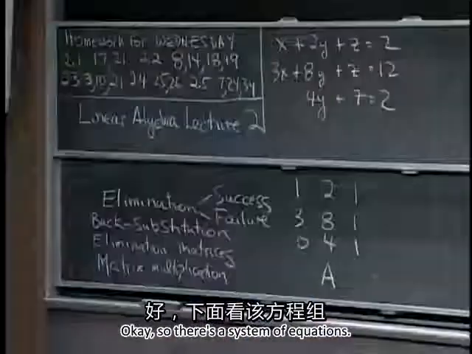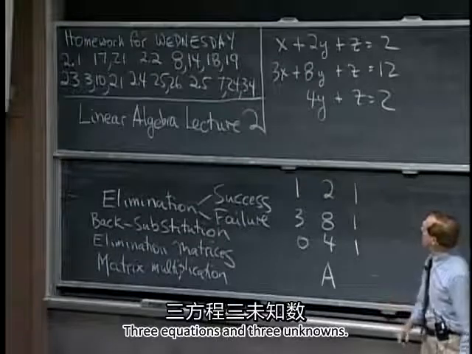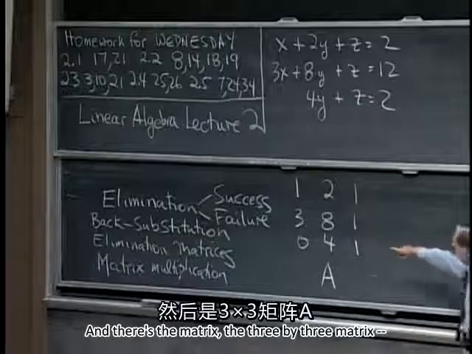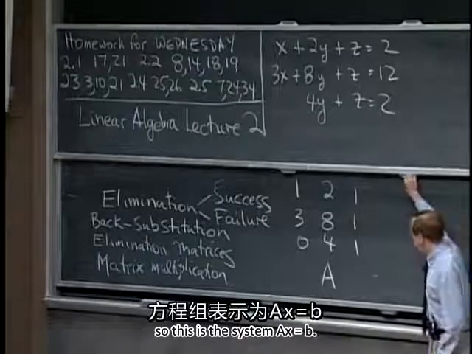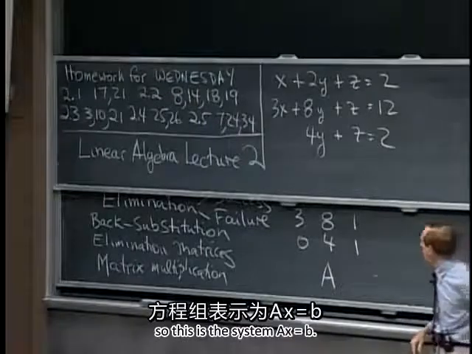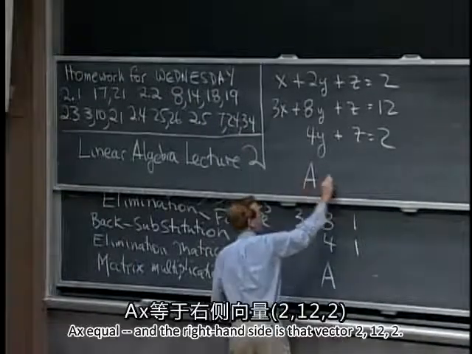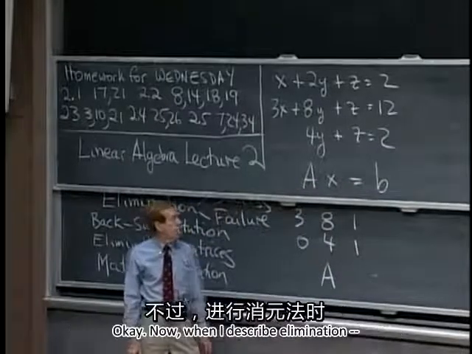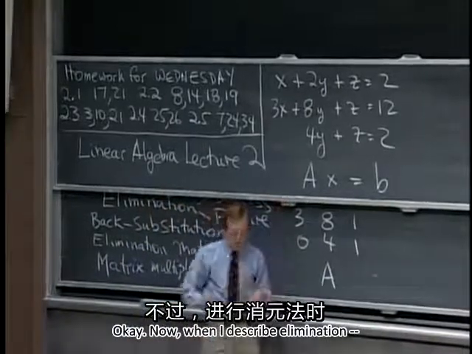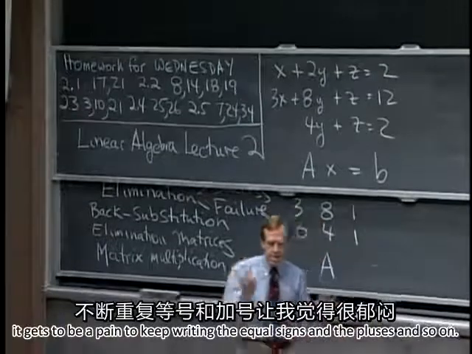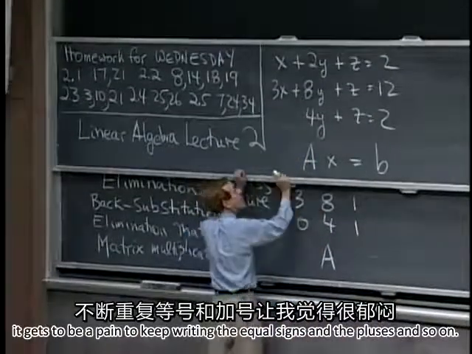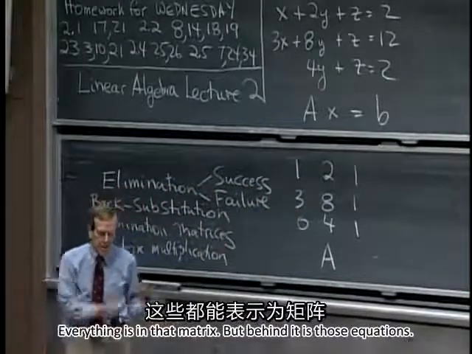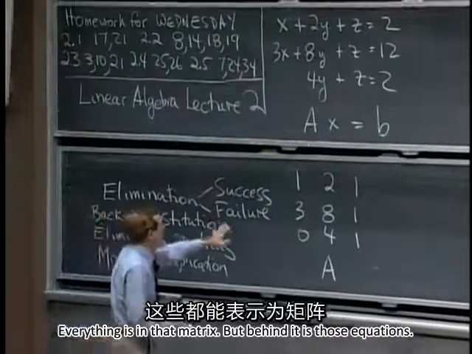Okay, so there's a system of equations, 3 equations in 3 unknowns, and there's the 3 by 3 matrix. So this is the system Ax equal b, you could say. This is our system to solve: Ax equals, and the right-hand side is that vector 2, 12, 2. Now, when I describe elimination, it gets to be a pain to keep writing the equal signs and the pluses and so on. It's that matrix that totally matters. Everything is in that matrix, but behind it are those equations.